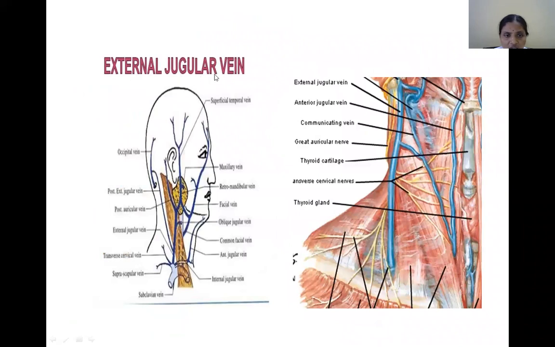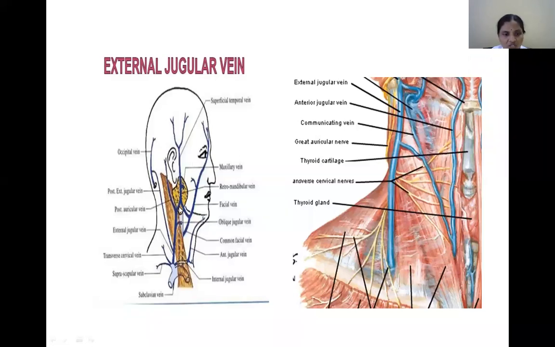Then what is the external jugular vein? For any vein, we should say how it is formed, that is, its formative tributaries. Then on its course, which other tributaries it receives. And finally, we should tell the termination.